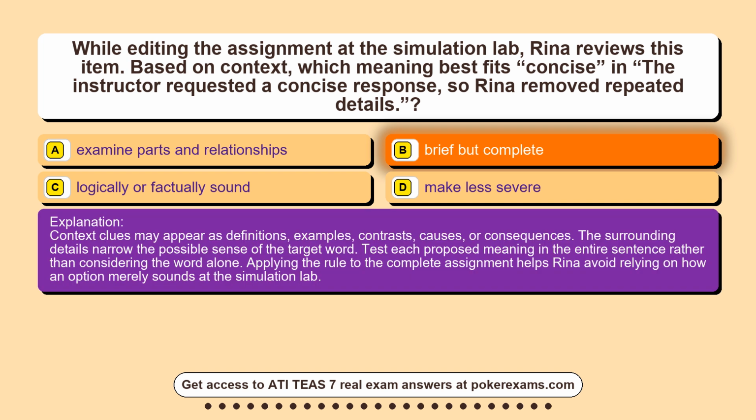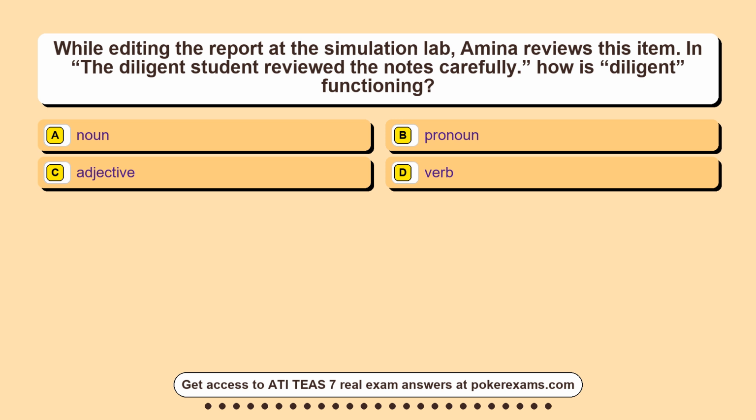Context clues may appear as definitions, examples, contrasts, causes, or consequences. The surrounding details narrow the possible sense of the target word. Test each proposed meaning in the entire sentence rather than considering the word alone. Applying the rule to the complete assignment helps Rena avoid relying on how an option merely sounds at the simulation lab.